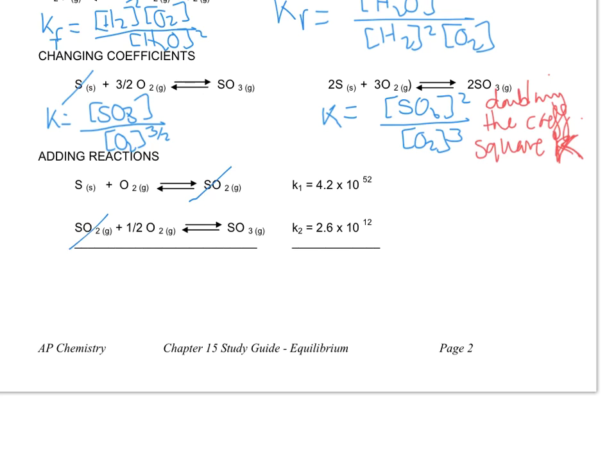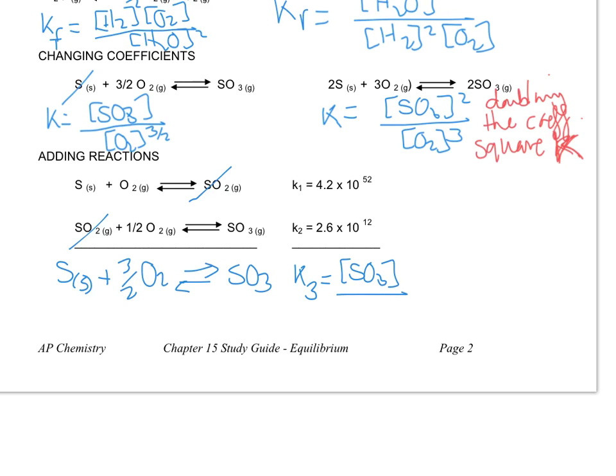If you add those two reactions together, you can cross out the SO2s since they're in both sides of the equation. So you'd end up with S solid plus an O2 and a half O2, that's 1 1/2, which is 3/2 O2 yields SO3. If I wanted to write K for that one, let's call that K3. That would be the concentration of SO3 divided by the concentration of O2 to the 3 halves. Again, we don't include S for solid there, but the O2 and the SO3s are gases, so we include them.